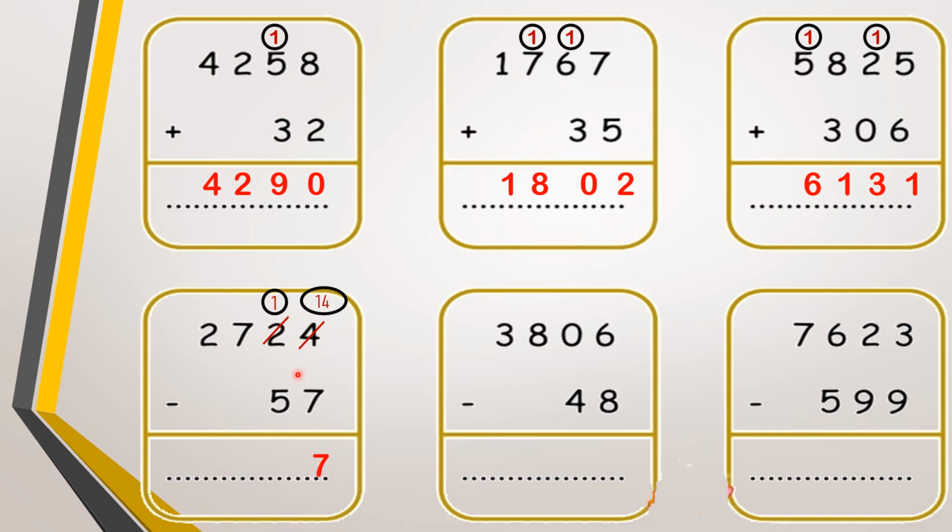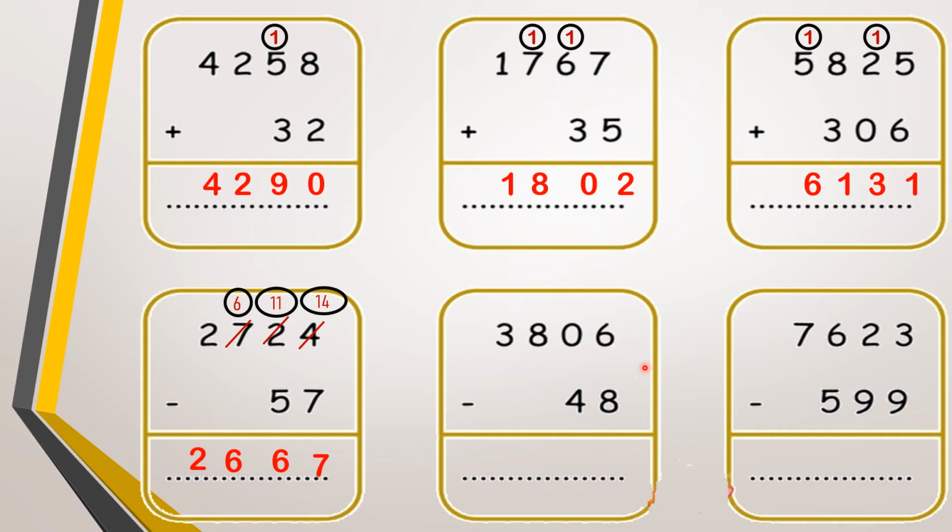1 minus 5, can I take away 5 from 1? No. So this will borrow 1 from 7. So it will be 6, and this one will be 11. 11 minus 5 equals 6. And 6 will drop down because I have nothing here, and 2 in thousands.